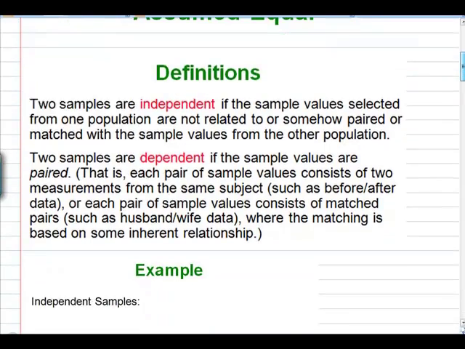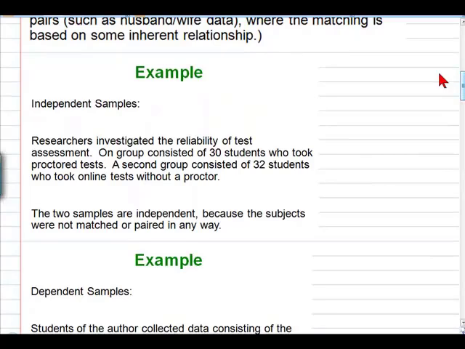An example of independent samples: researchers investigate the reliability of test assessment. On a group consisting of 30 students who took proctored tests, the second group consisted of 32 students who took online tests without a proctor. And then we looked at those two results, those who took a proctored test and those who didn't. These samples would be independent because the subjects were not matched or paired in any way.